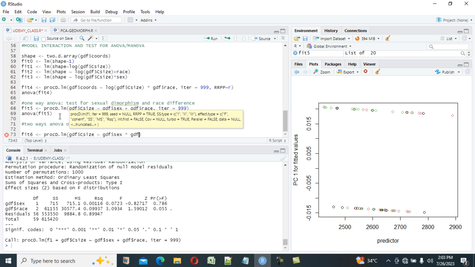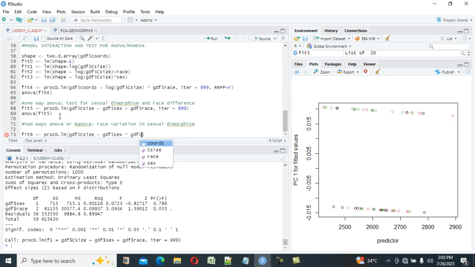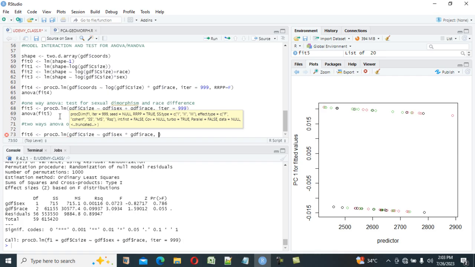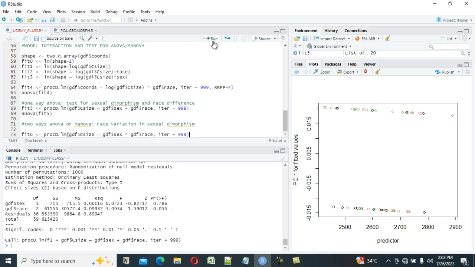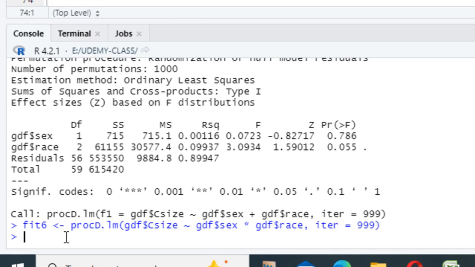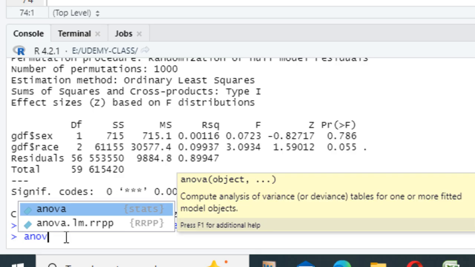When you are performing such analysis, you must understand that the difference between multiplication and addition, they're not the same at all. So we are multiplying now because we are looking at a multivariate analysis. Here I just put race. All right, so my iteration, let's make it 999. Let's run and see. Let's perform ANOVA on that now, ANOVA fit 6.